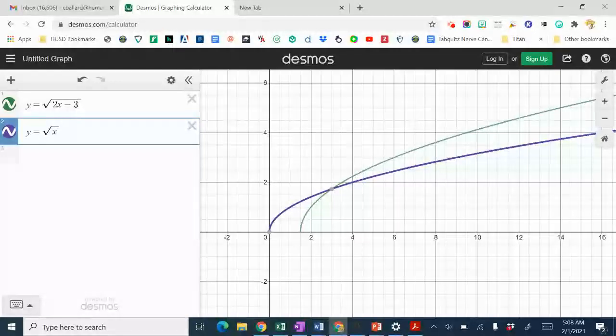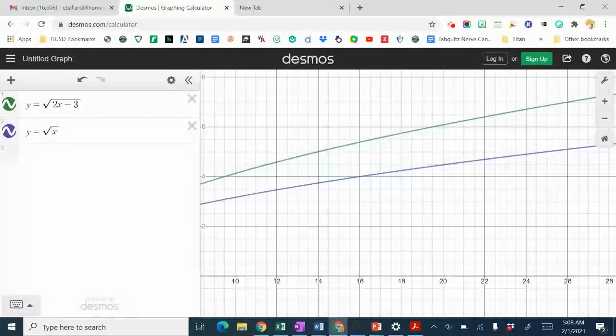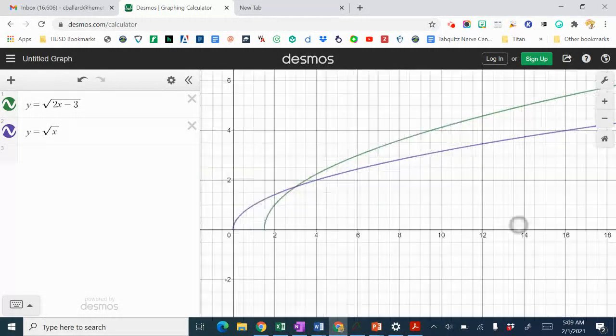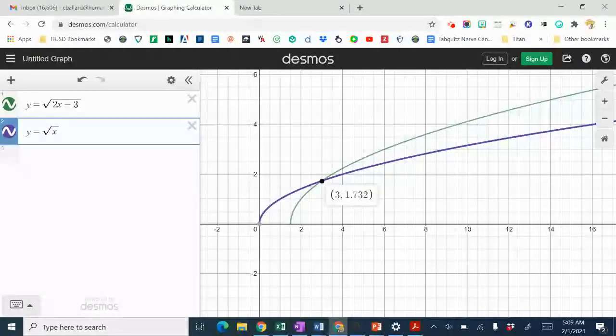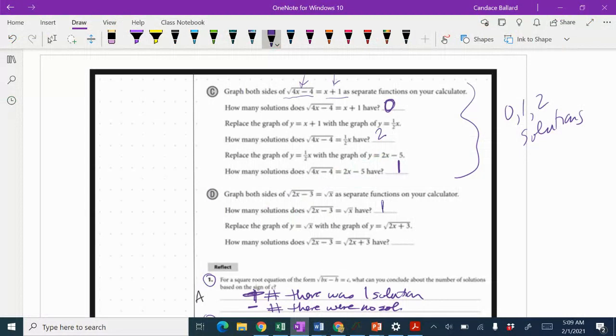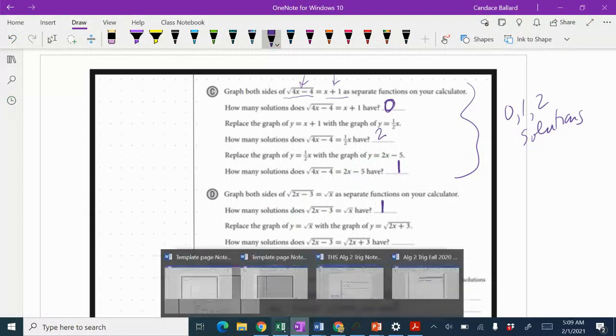And notice I have a square root equal to a square root. Notice they only intersect in one place. They're never going to intersect anywhere else when I do this. So it's got one intersection point right there. All right, let's try it with another square root and see what happens.